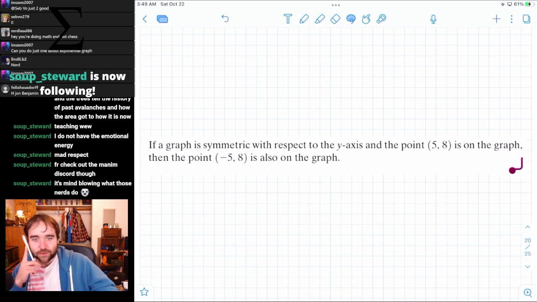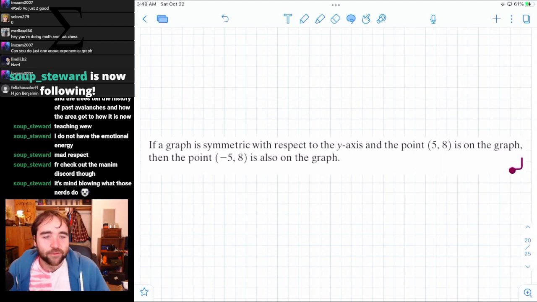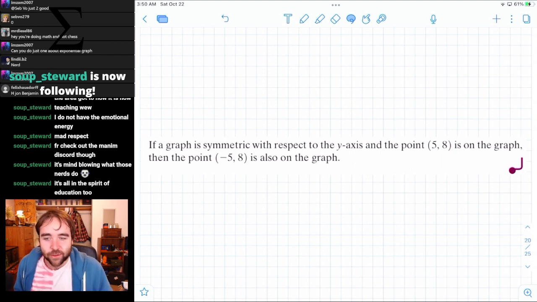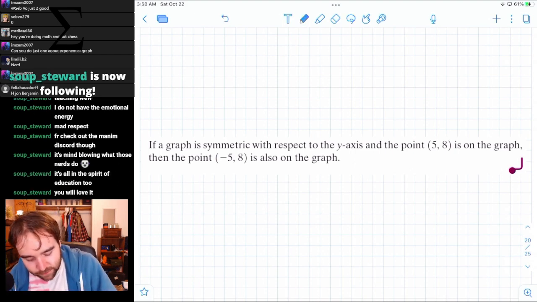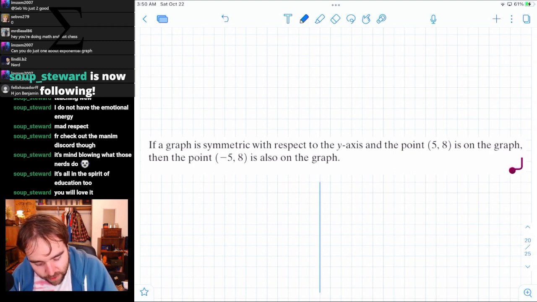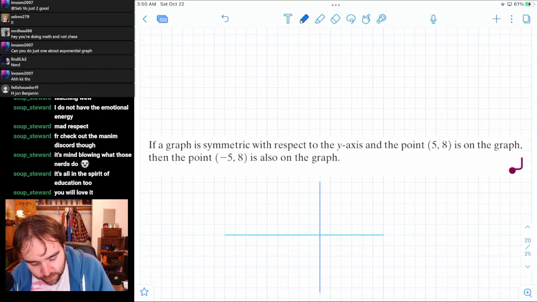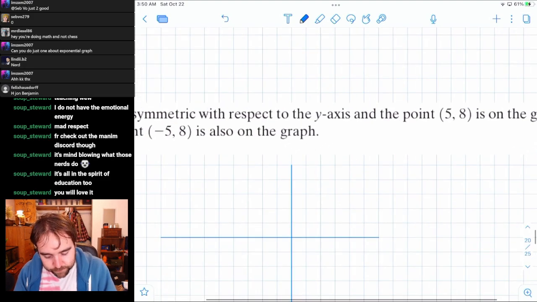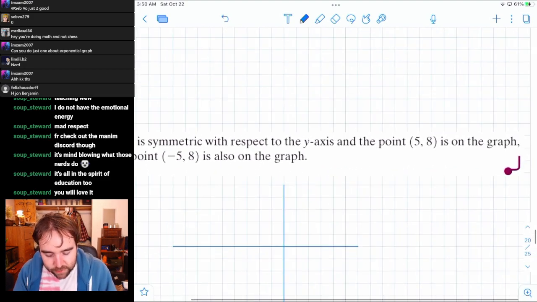If a graph is symmetric with respect to the y-axis and the point (5, 8) is on the graph, then the point (-5, 8) is also on the graph. That makes sense. So let's graph that out. And let's think about some notation ways to do it. So we have our function. They tell us it's symmetric.